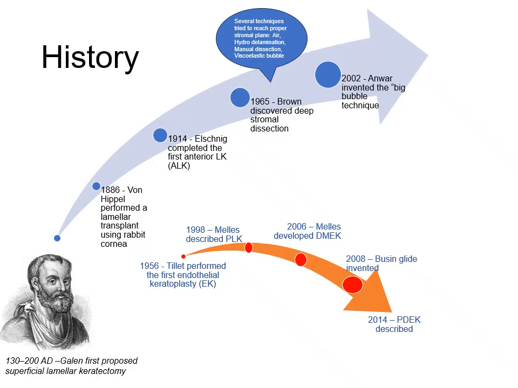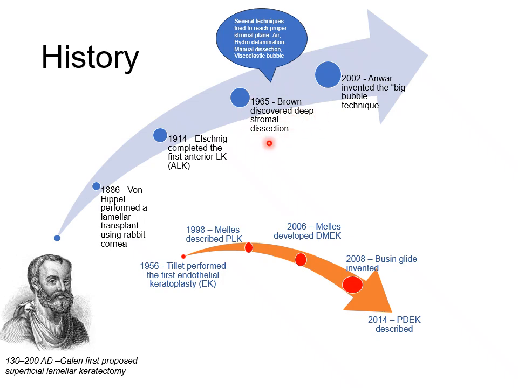Just briefly about the history. The concept of lamellar keratoplasty was introduced in the 2nd century AD by Galen. The blue arrow shows how advancements happened in anterior lamellar keratoplasty, and the orange arrow shows the posterior lamellar. In 1886, von Hippel performed the first lamellar transplant using a rabbit cornea. In 1914, Elschnig first performed the anterior lamellar keratoplasty. In 1965, Brown discovered the deep stromal dissection plane.